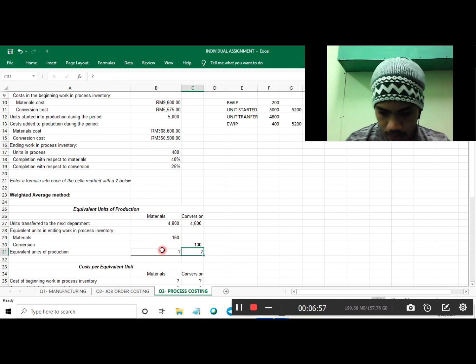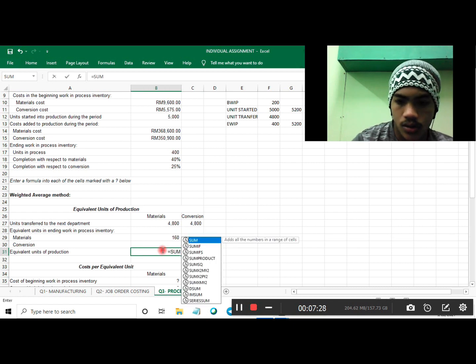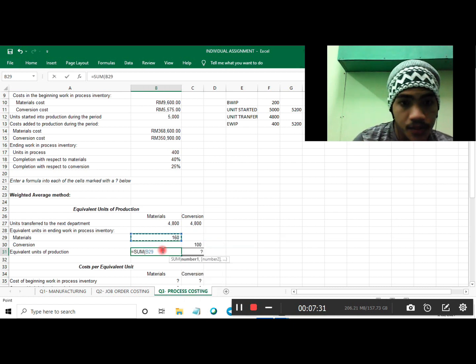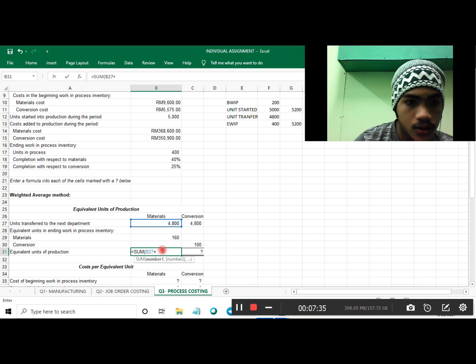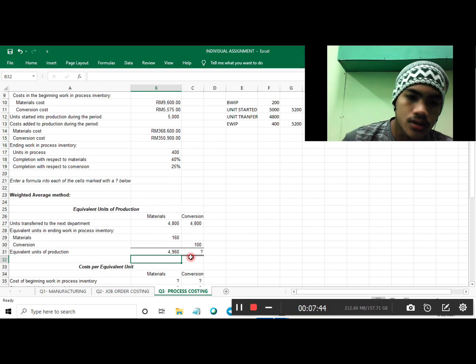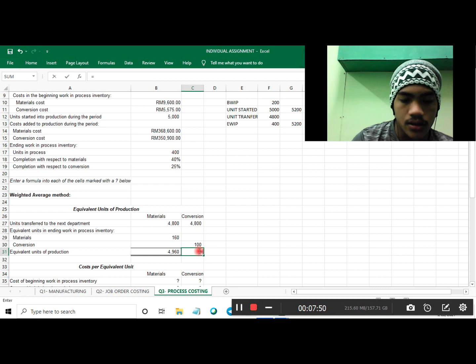So we need the total equivalent unit for material: 4,800 plus 116. So we get 4,916. For conversion, it's the same. We need to add the units transferred plus 100 for conversion. So we get 4,900.